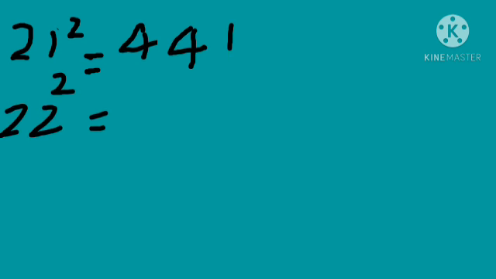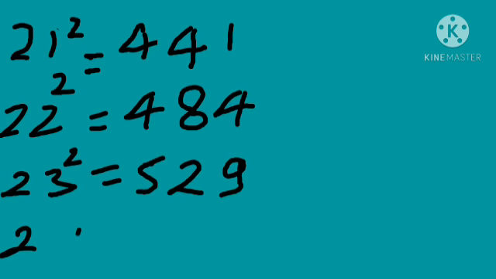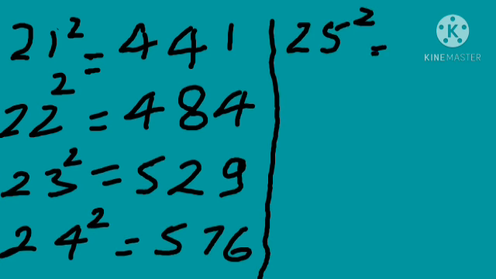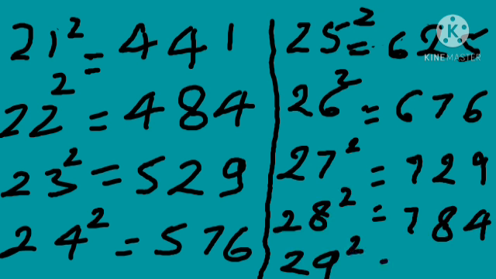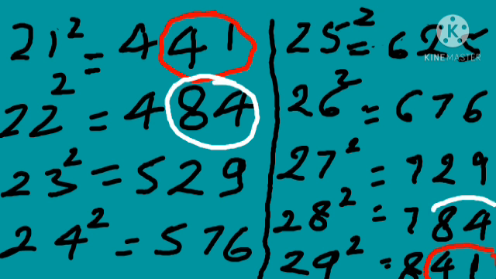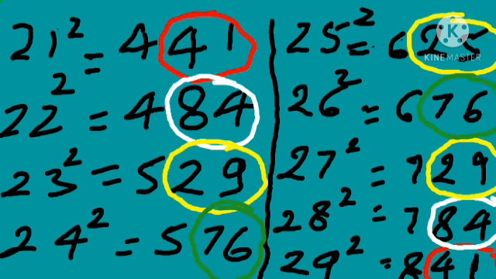Now next, 21 square is equal to 441. 22 square is 484. 23 square is 529. 24 square is 576. 25 square is equal to 625 and 26 square is 676. 27 square is 729. 28 square is 784 and 29 square is 841. 30 square is 900.